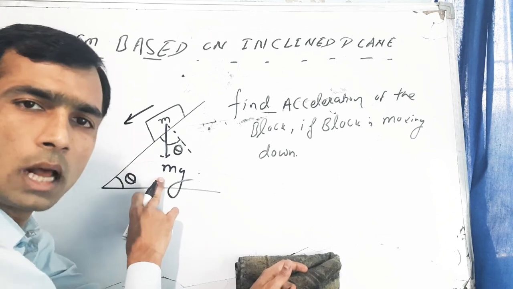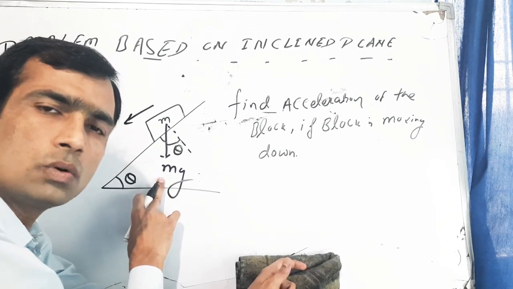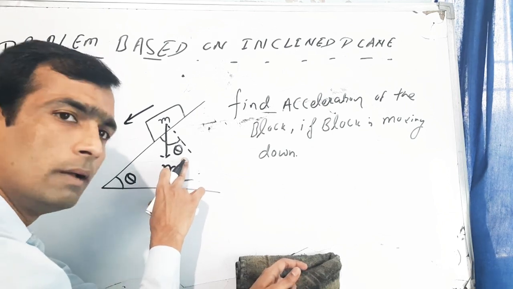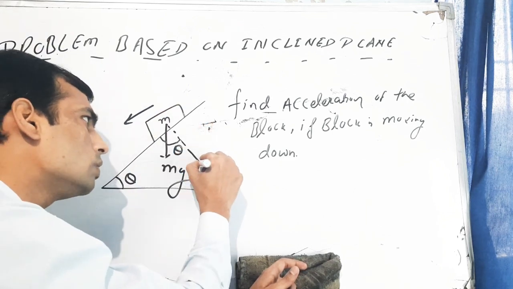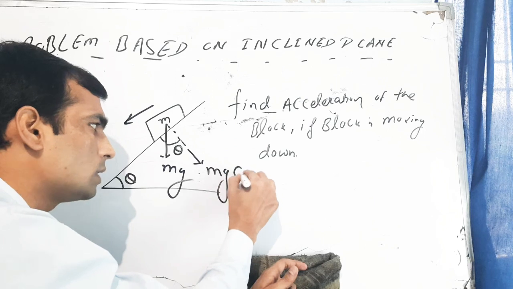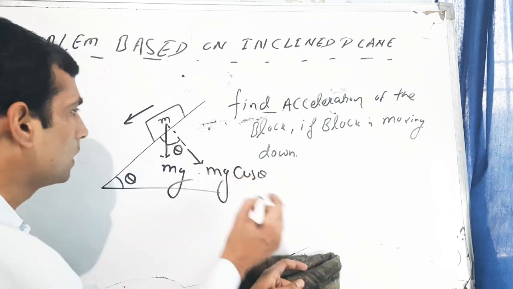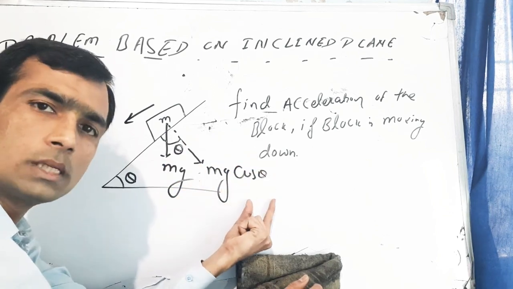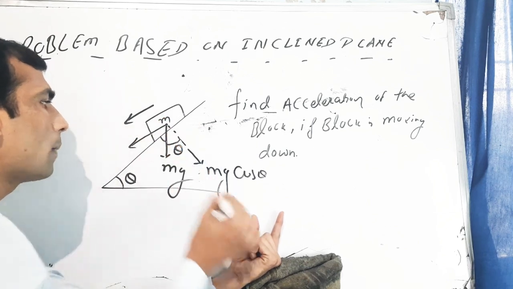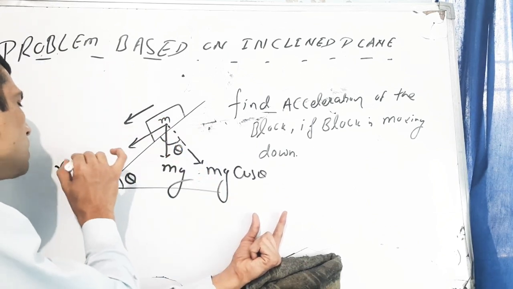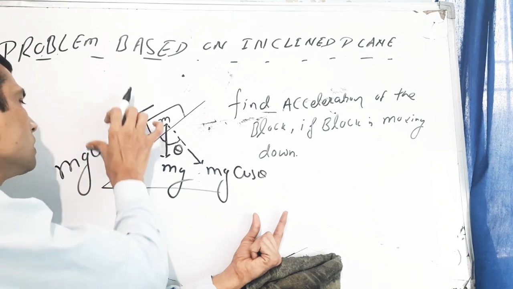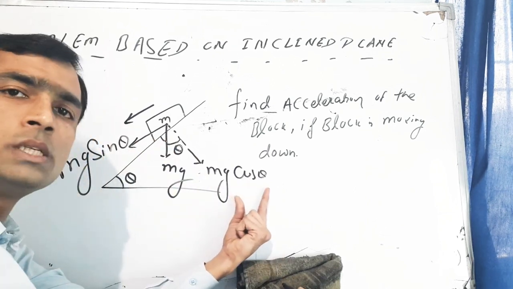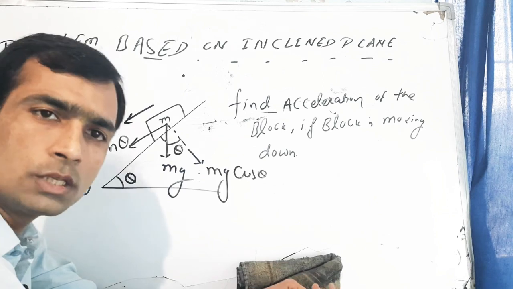Now mg is the gravitational force. As I uploaded in yesterday's video on how to take components of anything, mg makes angle theta. The component along the side that forms theta with mg is mg cos theta. The other component, perpendicular to it, is mg sin theta. This is mg cos theta, and this is mg sin theta.